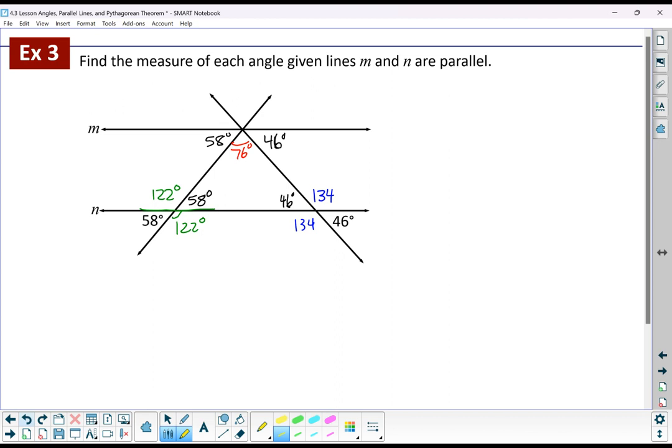Okay, we've got more vertical angles up at the top. If this one is 58, then the one opposite it is 58. And we've got a 46 and a 46, and we also have a 76 and another 76. All right, so we have labeled all of those angles in that diagram.